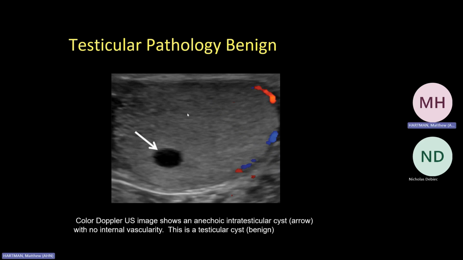Here's another lesion. Got a nice testicle, nice and homogeneous, except for this anechoic component. This looks like a cyst. And the good thing is we put Doppler flow on it, and there's no flow. This potentially could be a blood vessel, but because we put blood flow on there, we know it's not. Anytime you see a lesion, put blood flow on it. This is a simple intratesticular cyst.